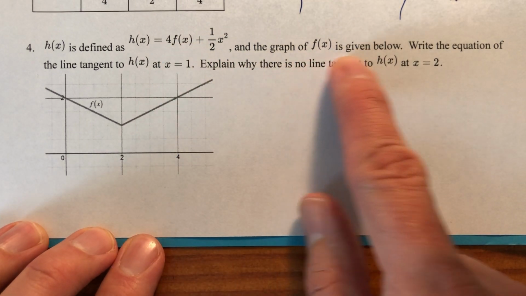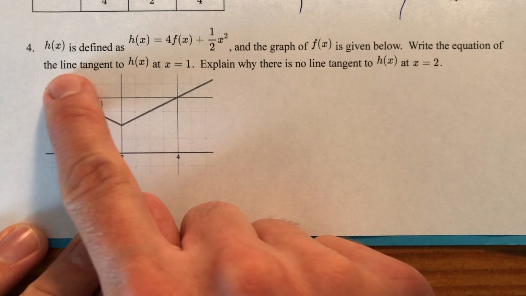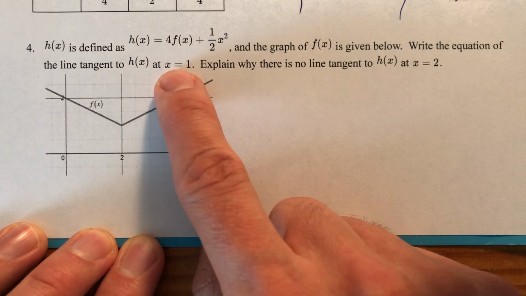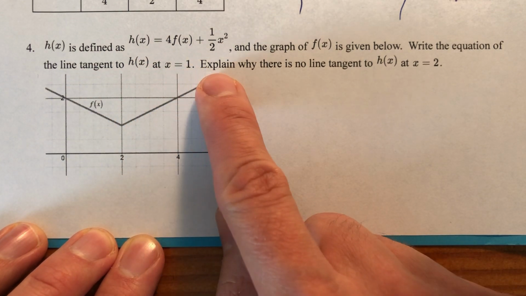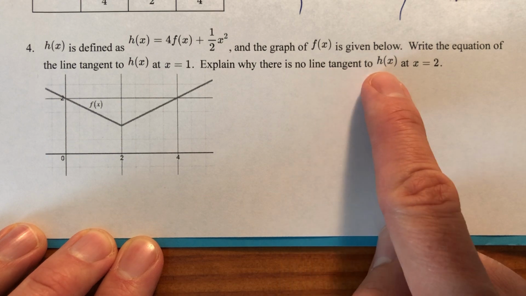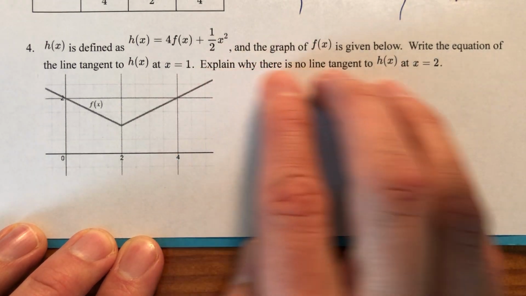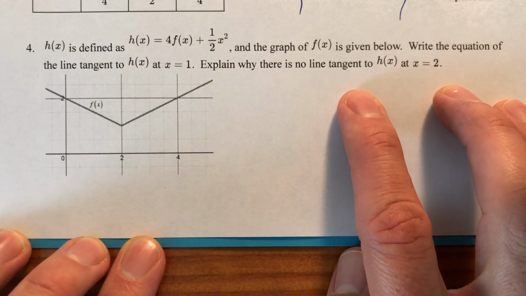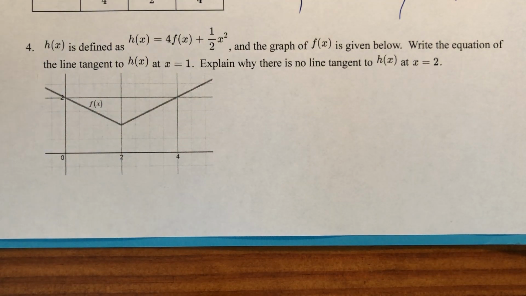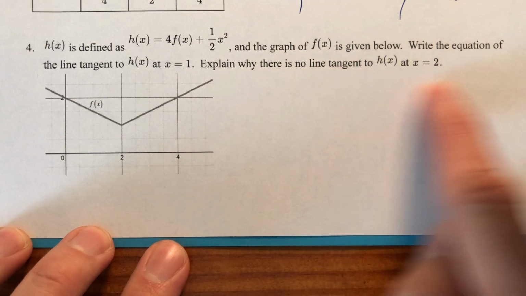And the graph of f is given below. Write the equation of the line tangent to h of x at x equals 1. Explain why there's no line tangent to h of x at x equals 2. Okay, this last sentence is a completely different question. We'll deal with it later. But let's just start by working through this, and we'll deal with the very last sentence later.